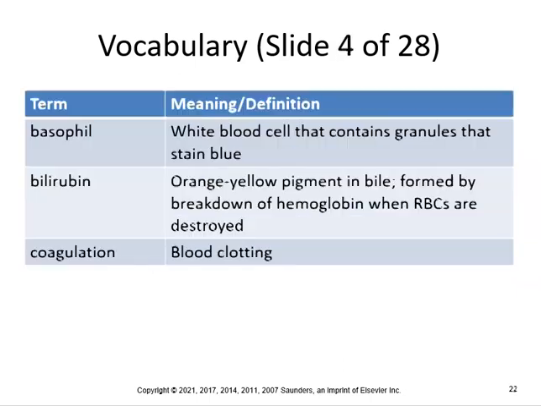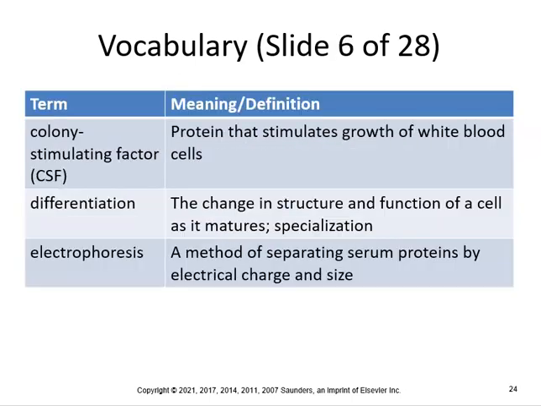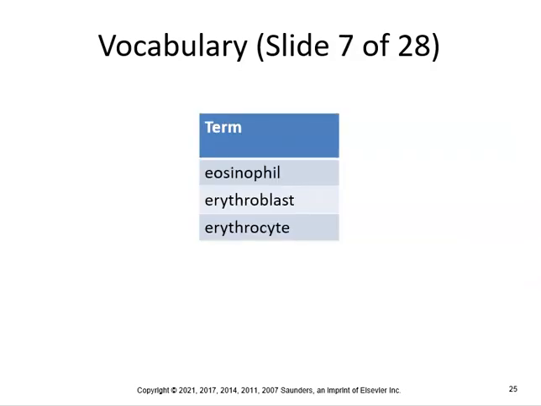Basophil, bilirubin, coagulation. A basophil is a white blood cell that contains granules that stain blue. Bilirubin is orange-yellow pigment in bile formed by breakdown of hemoglobin when red blood cells are destroyed. Coagulation is blood clotting. Colony stimulating factor, differentiation, and electrophoresis. Colony stimulating factor is a protein that stimulates the growth of white blood cells. Differentiation is the change in structure and function of a cell as it matures, specialization. And electrophoresis is a method of separating serum proteins by electric charge and size.